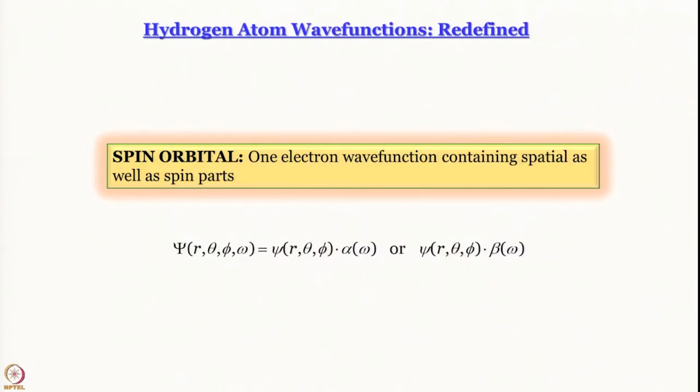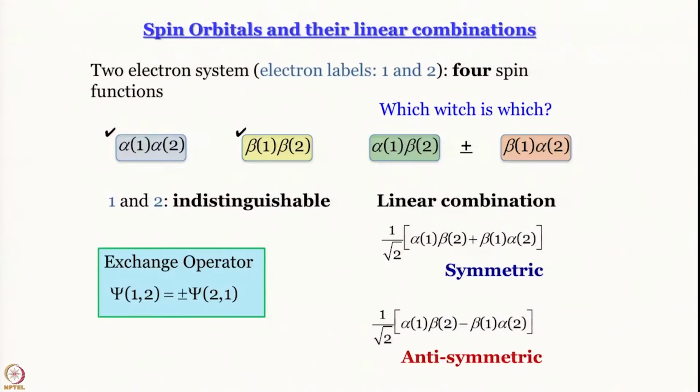And then we know that we have to talk about spin orbitals. We have to take the spatial part of the wave functions, the orbitals, and multiply them by spin part whenever we talk about many electron systems, because here spin is going to play a vital role. And how it plays a vital role was manifested when we tried to think how many different spin orbitals we can write. For a simple 2 electron system, we can write alpha 1 alpha 2, beta 1 beta 2.